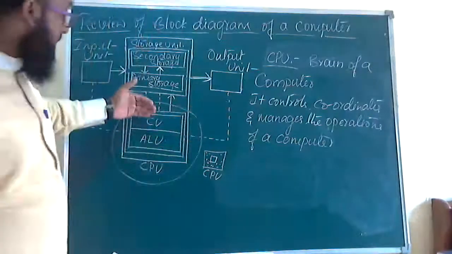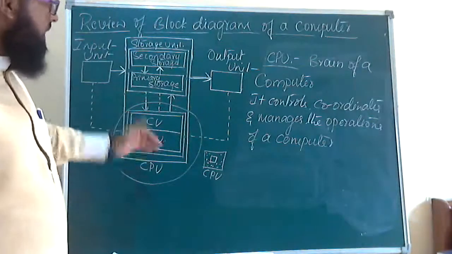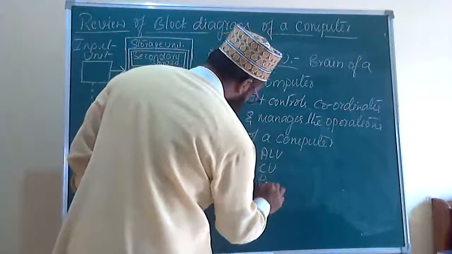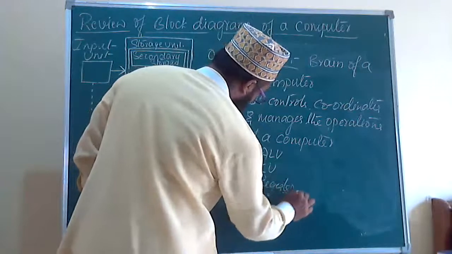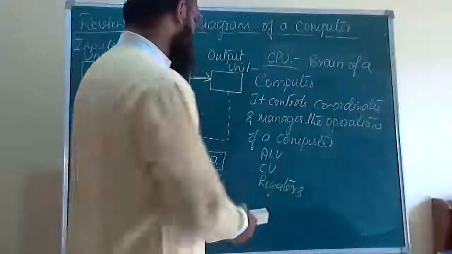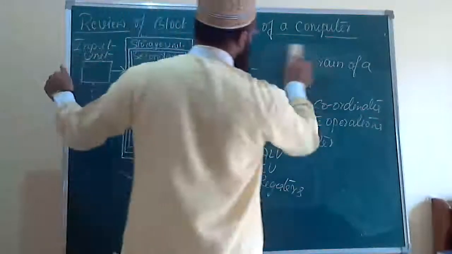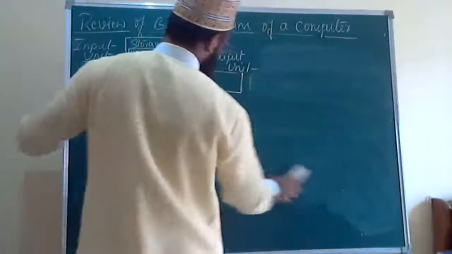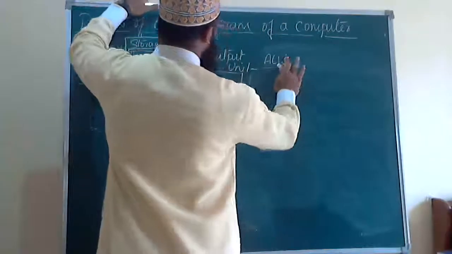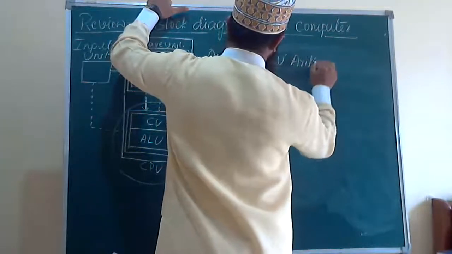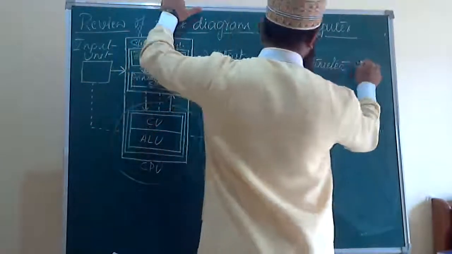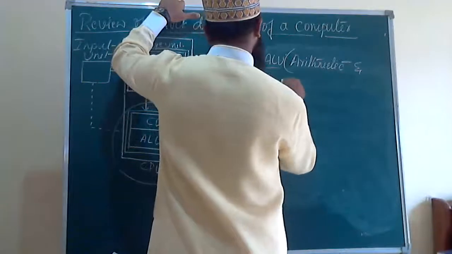The CPU has three things, as I have said: CU, ALU, and registers. One by one, we shall see. First, what is ALU? ALU can be called the arithmetic and logic unit.